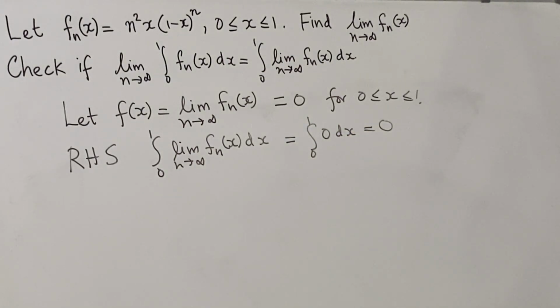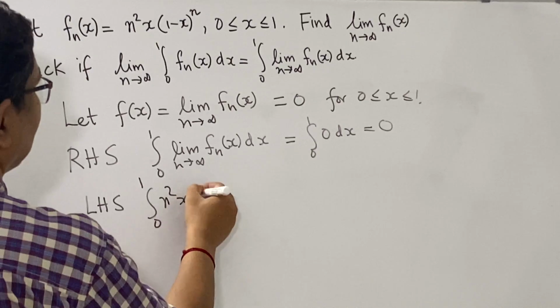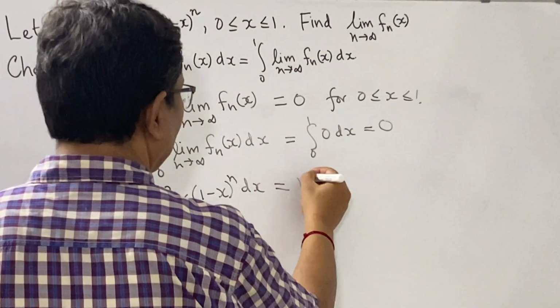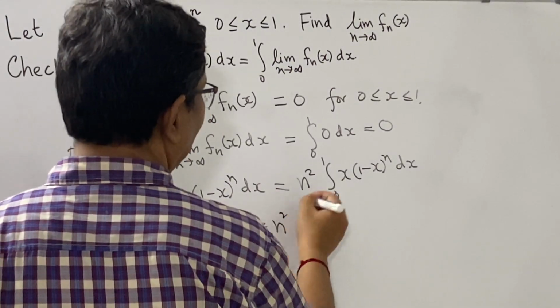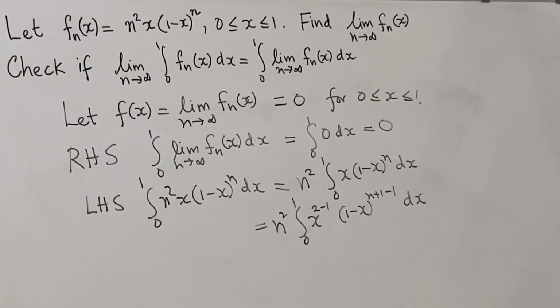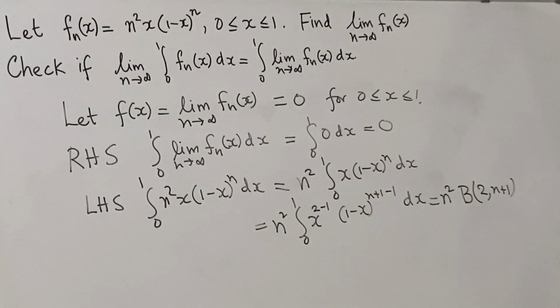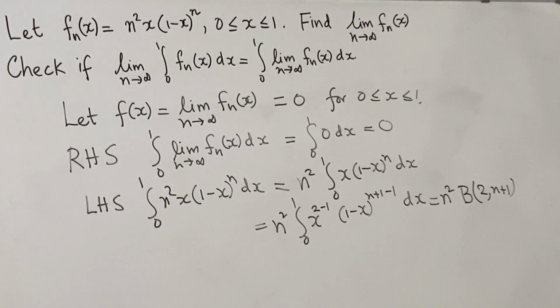So let's look at the left hand side. Now for the left hand side, we have to integrate from 0 to 1 n² x (1 − x)^n dx. n² being constant, we can take this out. Well, this can be done using elementary methods, but we also note that this quantity can be written as, and this gives us the beta function, n² B(2, n + 1). So this integral is the beta integral with parameters 2 and n + 1.